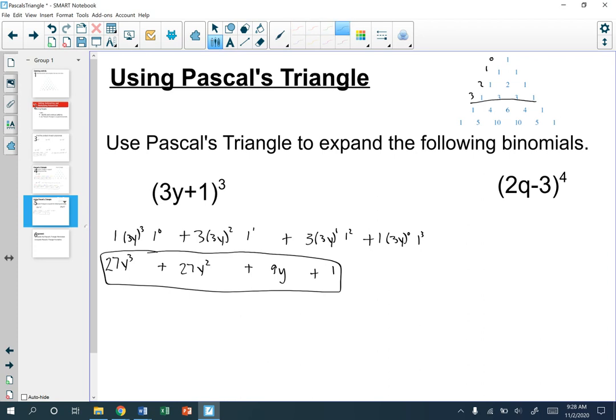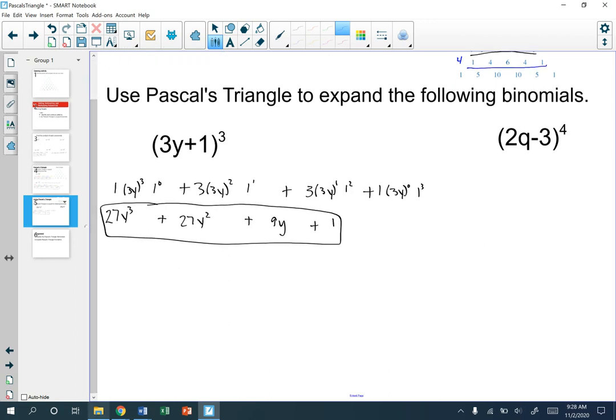I'm going to switch colors, use blue. So here we're looking for the second one at row 4. So I'm going to do this down here. 1. Remember, we are subtracting here, so our signs alternate. Minus 4, plus 6, minus 4, plus 1.